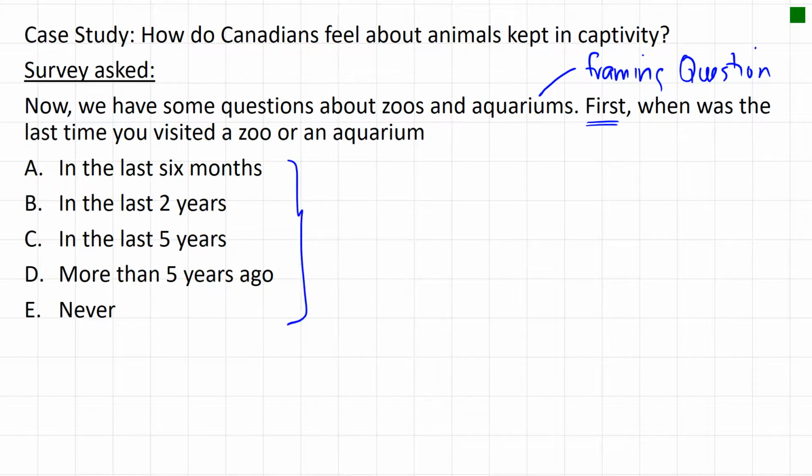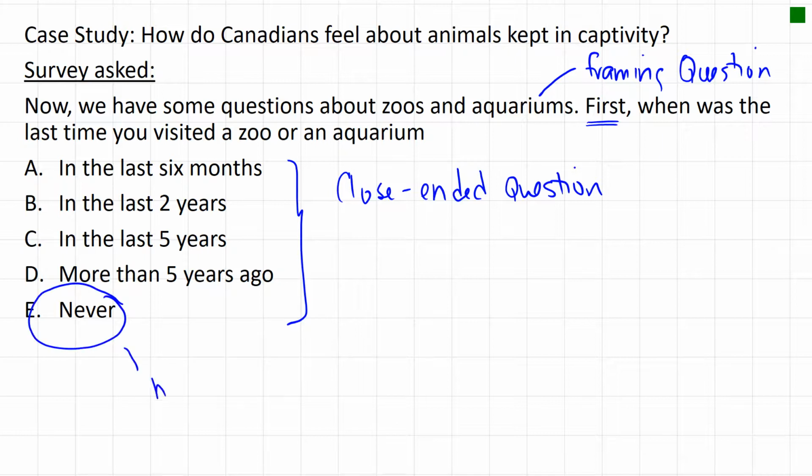So because there's only 5 options, it's a closed-ended question. You can't make up an answer. You have to choose one of those 5. And also there is a non-response option, which is very important in a good multiple choice question.